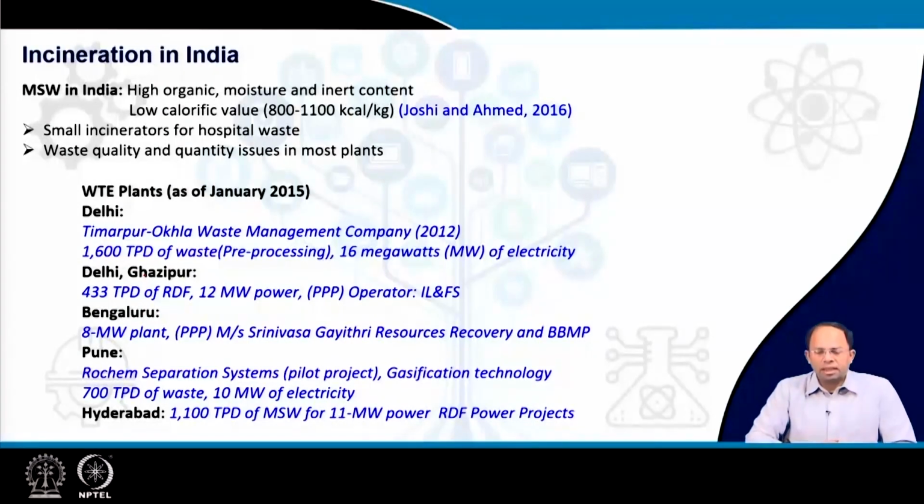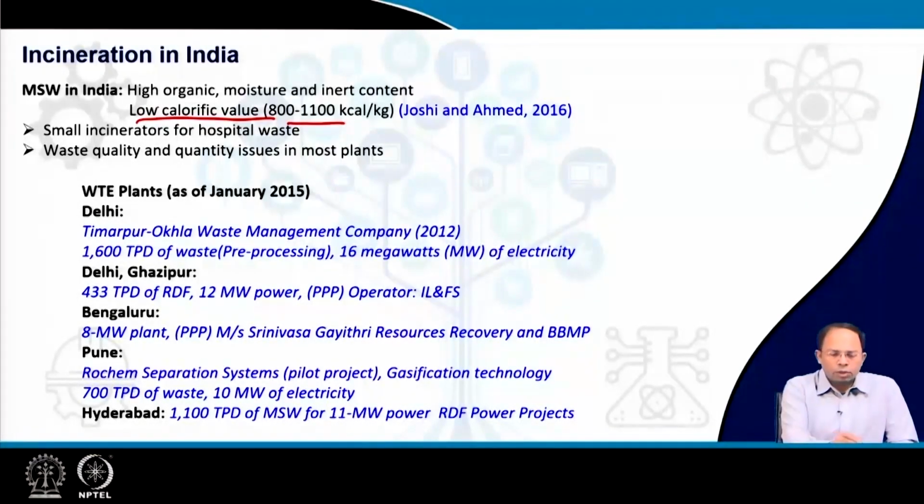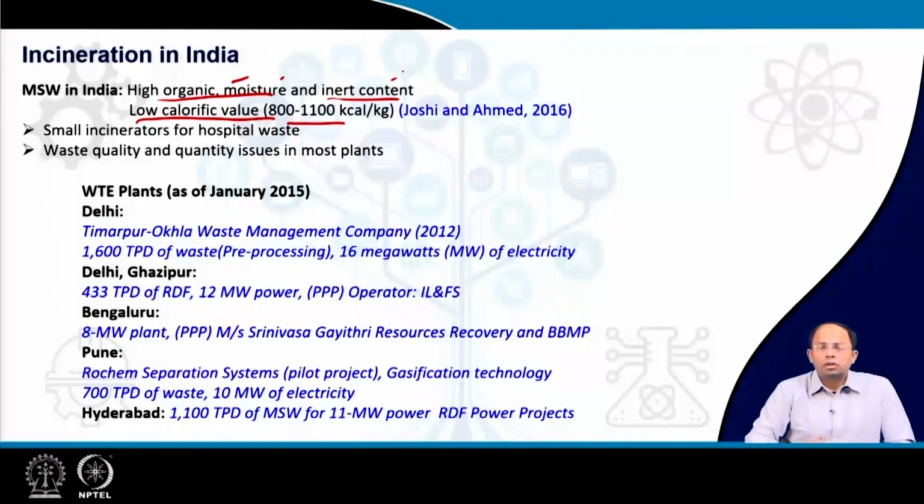Now coming to incineration in India, usually the waste that we generate in India has a very low calorific value, around 800 to 1100 kilocalories. So we cannot use it directly. It has to go through many processes, such as sorting and drying. Usually the waste also has high organic and moisture content, and the inert content is also very high. Recyclables are sometimes taken care of by residences by selling them directly, but still the waste contains a lot of organic matter, moisture and inert content. So the actual quantity of waste suitable for incineration is very low, and that sometimes becomes an issue.